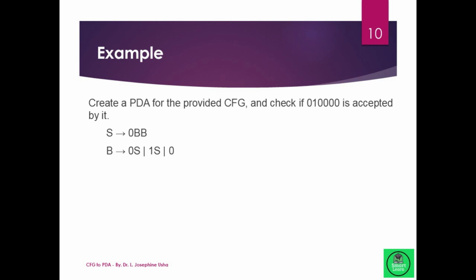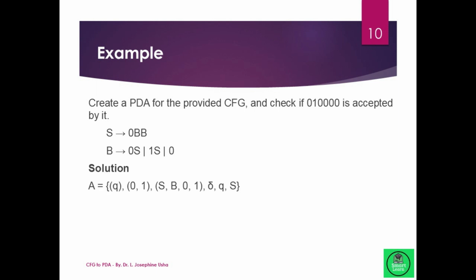Okay, so next we see the example for converting the context-free grammar into pushdown automata. For example, consider we have a problem. Create a pushdown automata for the provided context-free grammar and check if 0, 1, 0, 0, 0, 0 is accepted by it or not. Consider the grammar S tends to 0BB and B tends to 0S, 1S and 0. In this grammar we have two non-terminals, one is S and another one is B, where S is a start symbol. And we have two terminal symbols, that is 0 and 1.